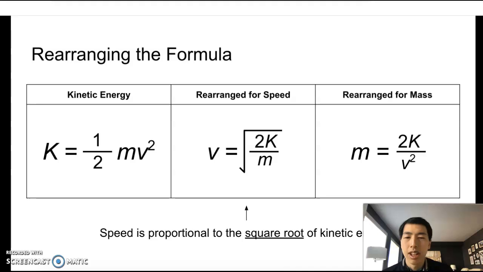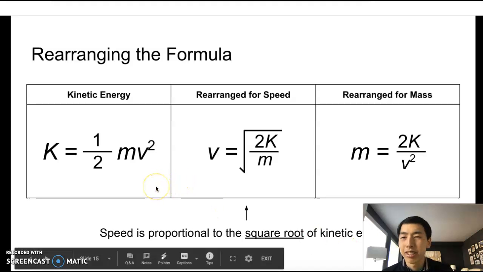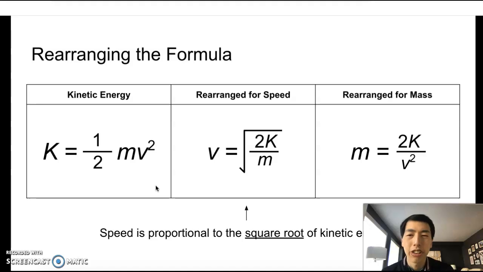Finally, sometimes you'll have to rearrange the formula, like you know from all the other units. Here's the formula for kinetic energy, but sometimes you'll have to solve for the speed. If you have to solve for the speed, you just rearrange it using your algebra skills. This should be what you come up with after you rearrange for speed. Sometimes you'll have to rearrange for mass. If you rearrange for mass, this is what you should come up with. That's just what you might have to do in some problems.